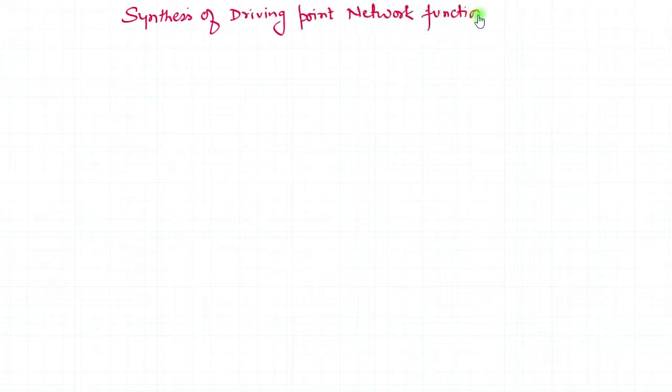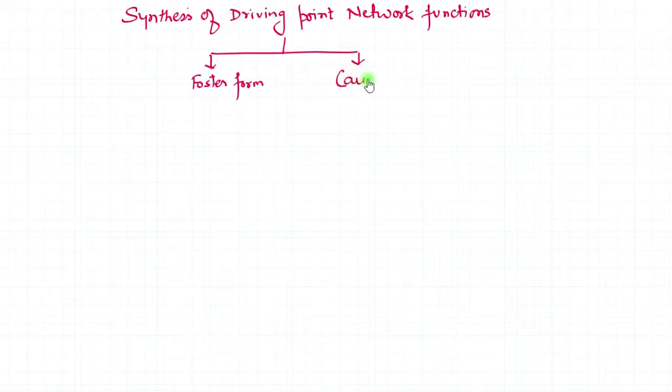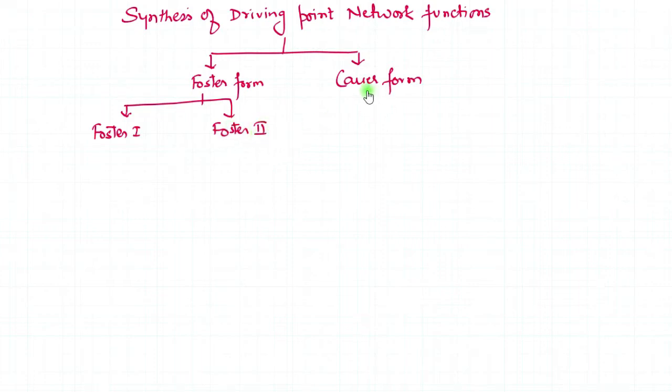Welcome all. In this lecture, we'll discuss the synthesis of driving point network functions. We can use two forms for the synthesis. The one is called the Foster form and the other one is called the Carr form. Further, the Foster form is of two types: Foster 1 form and Foster 2 form. Similarly, Carr forms are of two types: Carr 1 form and Carr 2 form.